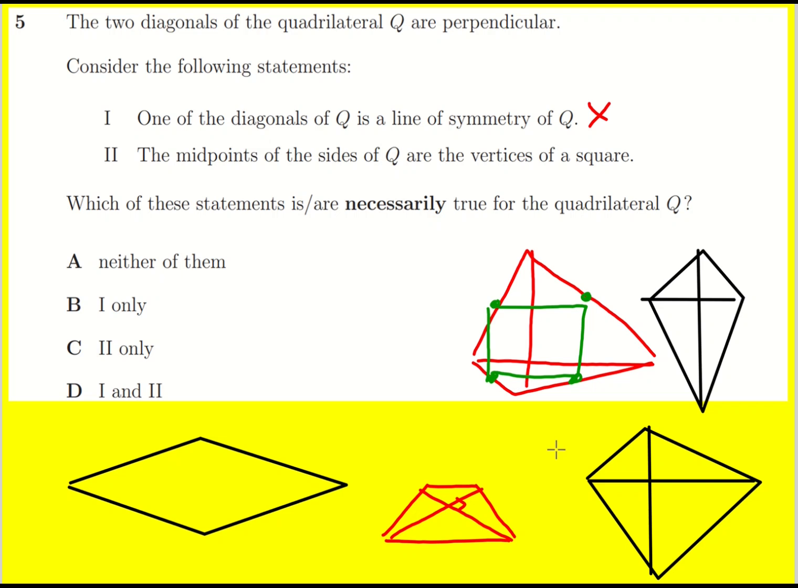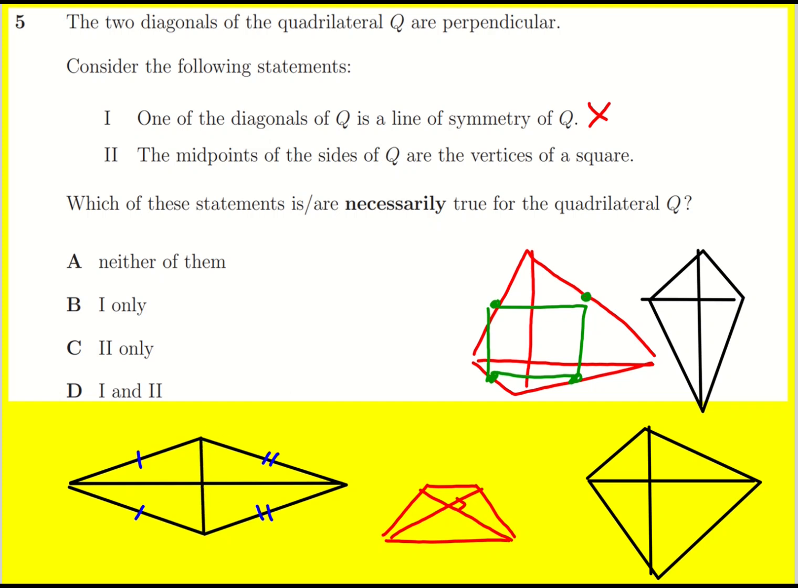A rhombus is an example of a kite, because a kite is just a shape where you have these two lengths the same and these two the same. That's pretty much it. So a rhombus actually just has all of them the same. But in any case, the diagonals are going to be perpendicular.